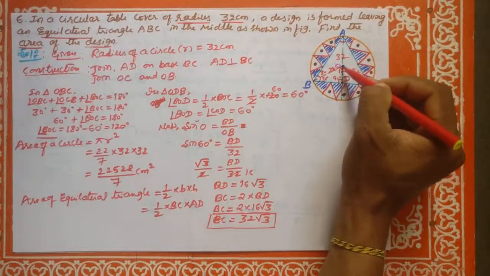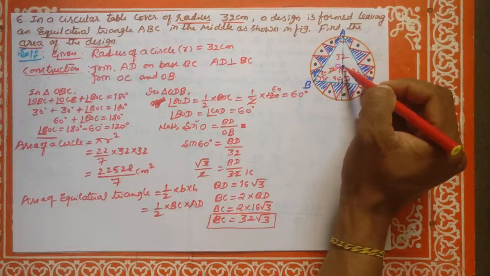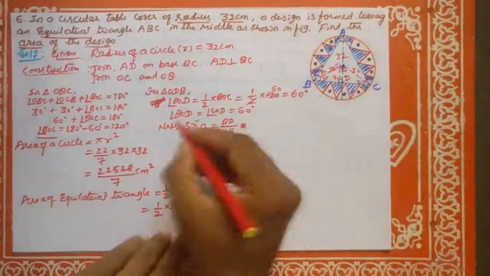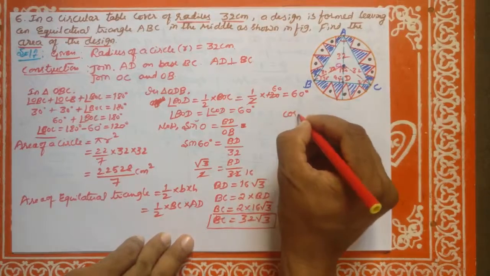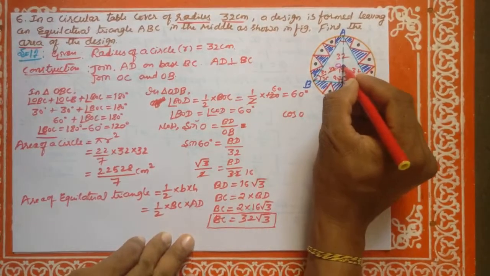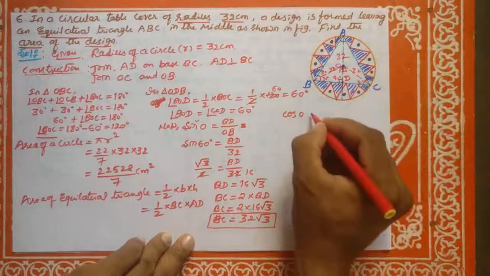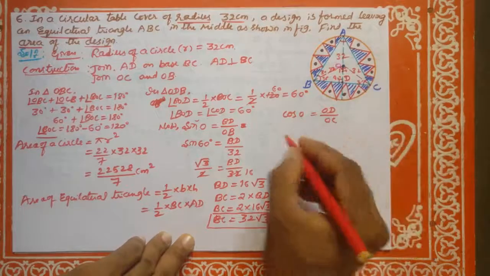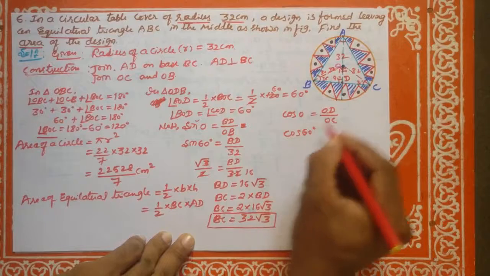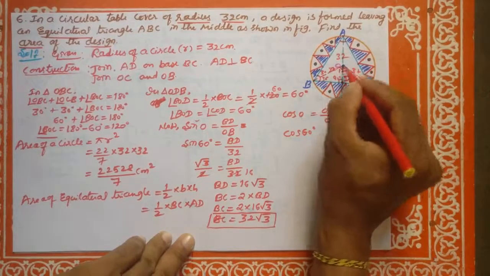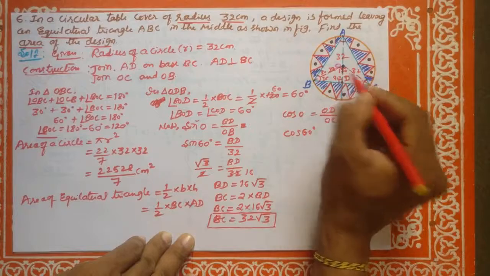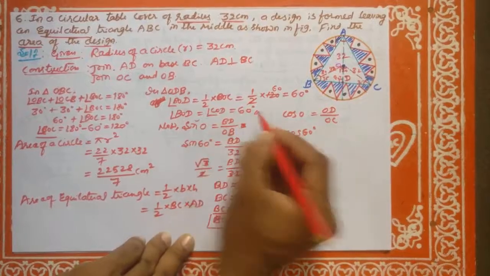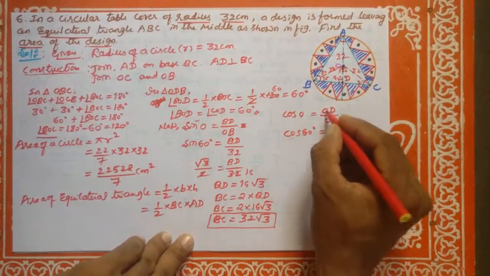Now we need to know the height. See here, OA is equal to 32 centimeters already. Therefore we need to find OD. Now we can apply cos. Cos O is equal to adjacent, which is OD, divided by hypotenuse, which is OC. Now we can apply cos 60 degrees. See here, 120 is there, BOC. BOD is equal to 60 and even COD is also equal to 60. This is very important. COD is equal to 60.